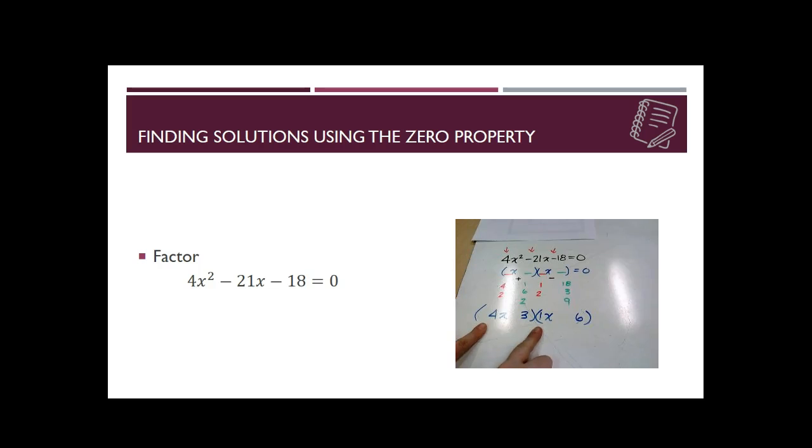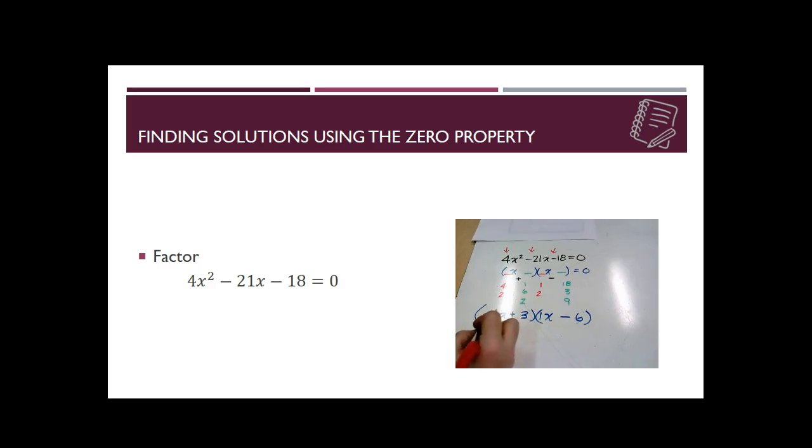Now when I multiply my firsts, I'm going to have 4x squared, which is going to be good. My inners are going to be 3x. My outers are going to be 24x. Well, if I take 24x and subtract 3x, I'm going to get 21. So I know now that I can get 21 in the middle. So I'm going to quickly go through on my double check just to make sure that I'm right.